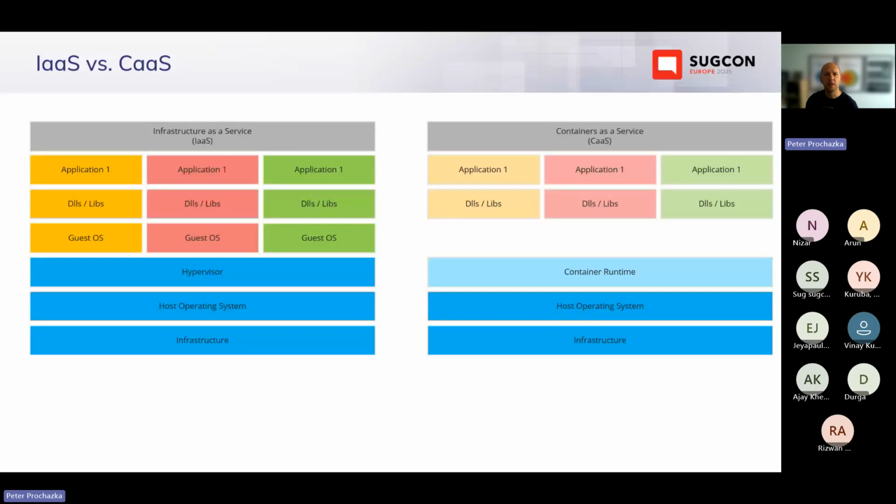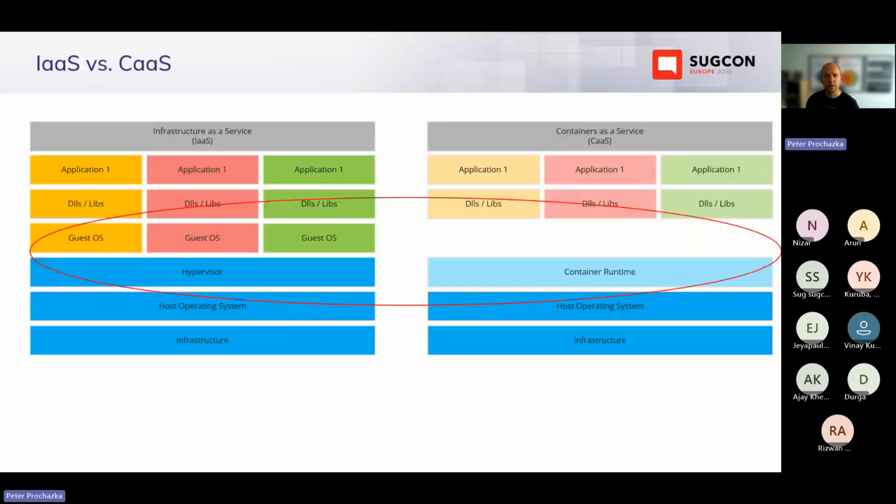So as you can see in the infrastructure as a service, you don't need to run the guest OSs like in the IaaS, and also there is no hypervisor, right, for containers as a service, because containers are running on the host operating system on top, and you are just adding other layers of the operating system.